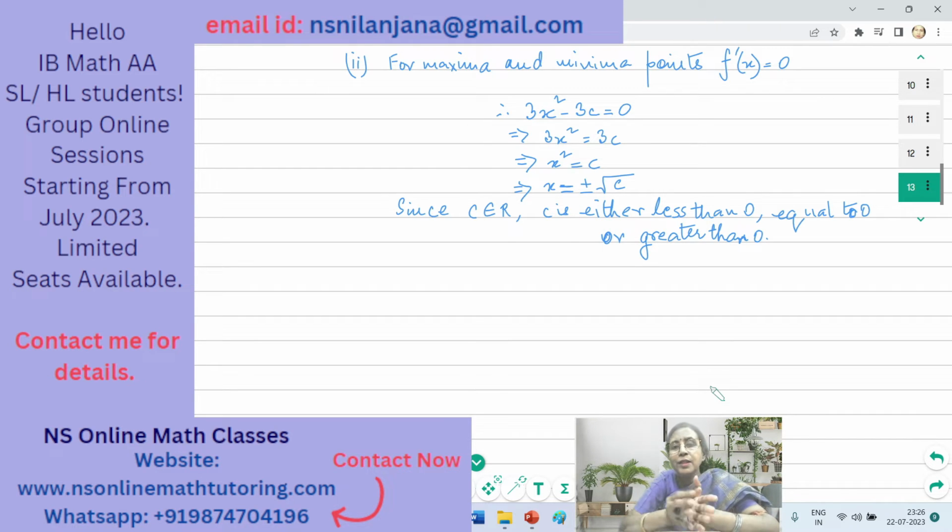So if c is less than 0, then x will be an imaginary number because you are having a negative number within the square root. So x value will be imaginary. Then you will not be having any maximum and minimum points on the graph. X and y are real axes. You cannot plot imaginary numbers on the real axis. But we are seeing that we are having maximum and minimum points. Therefore, c cannot be less than 0.